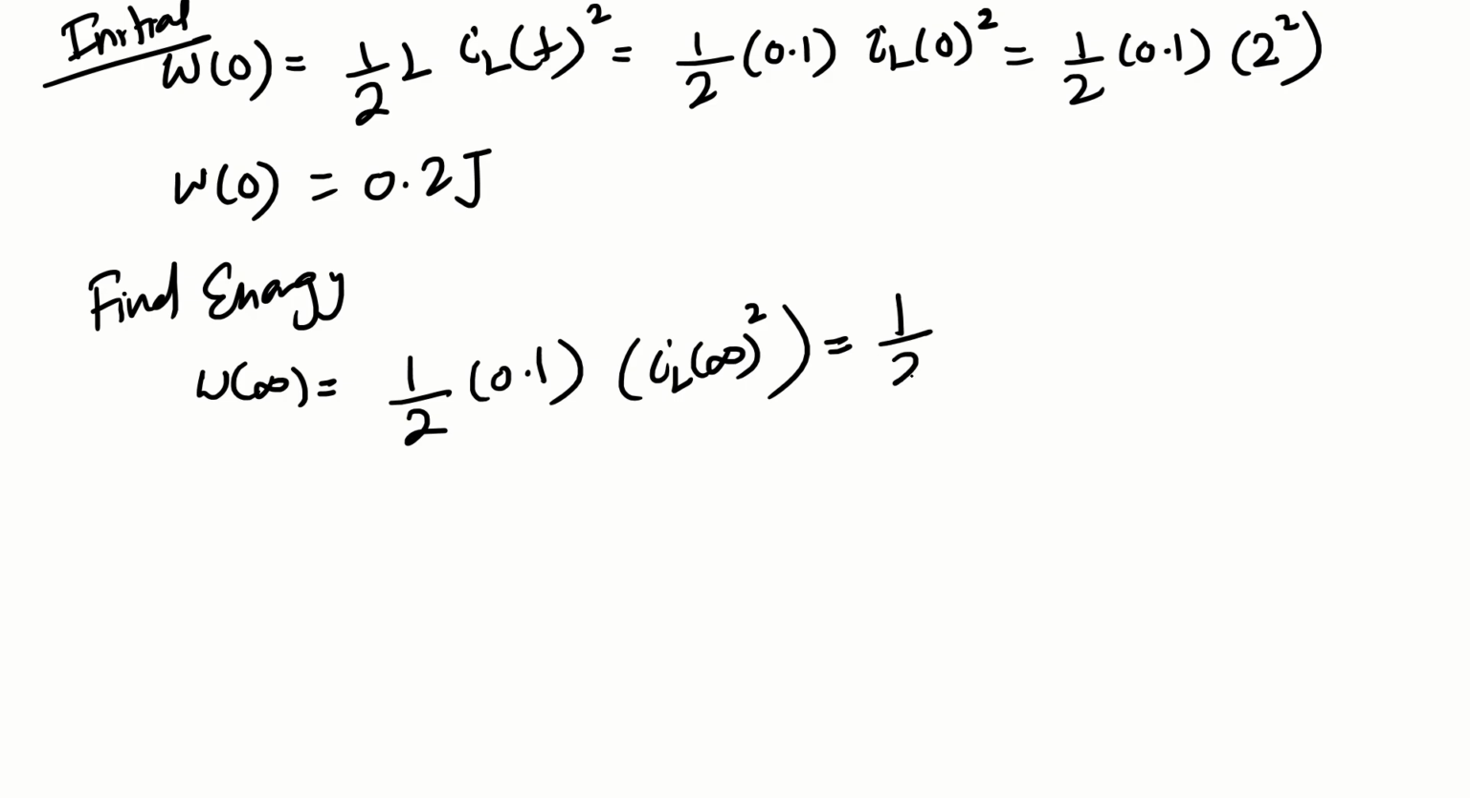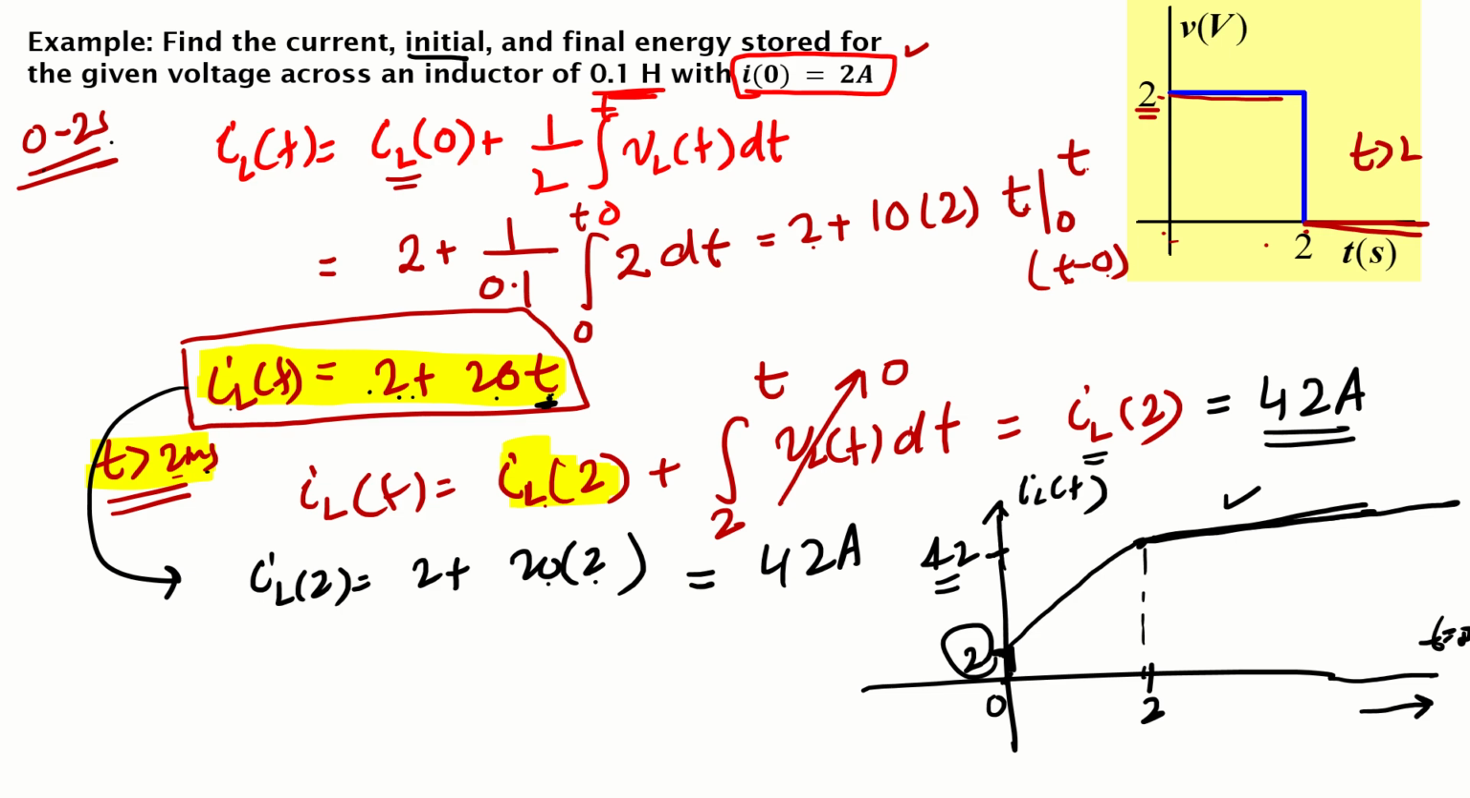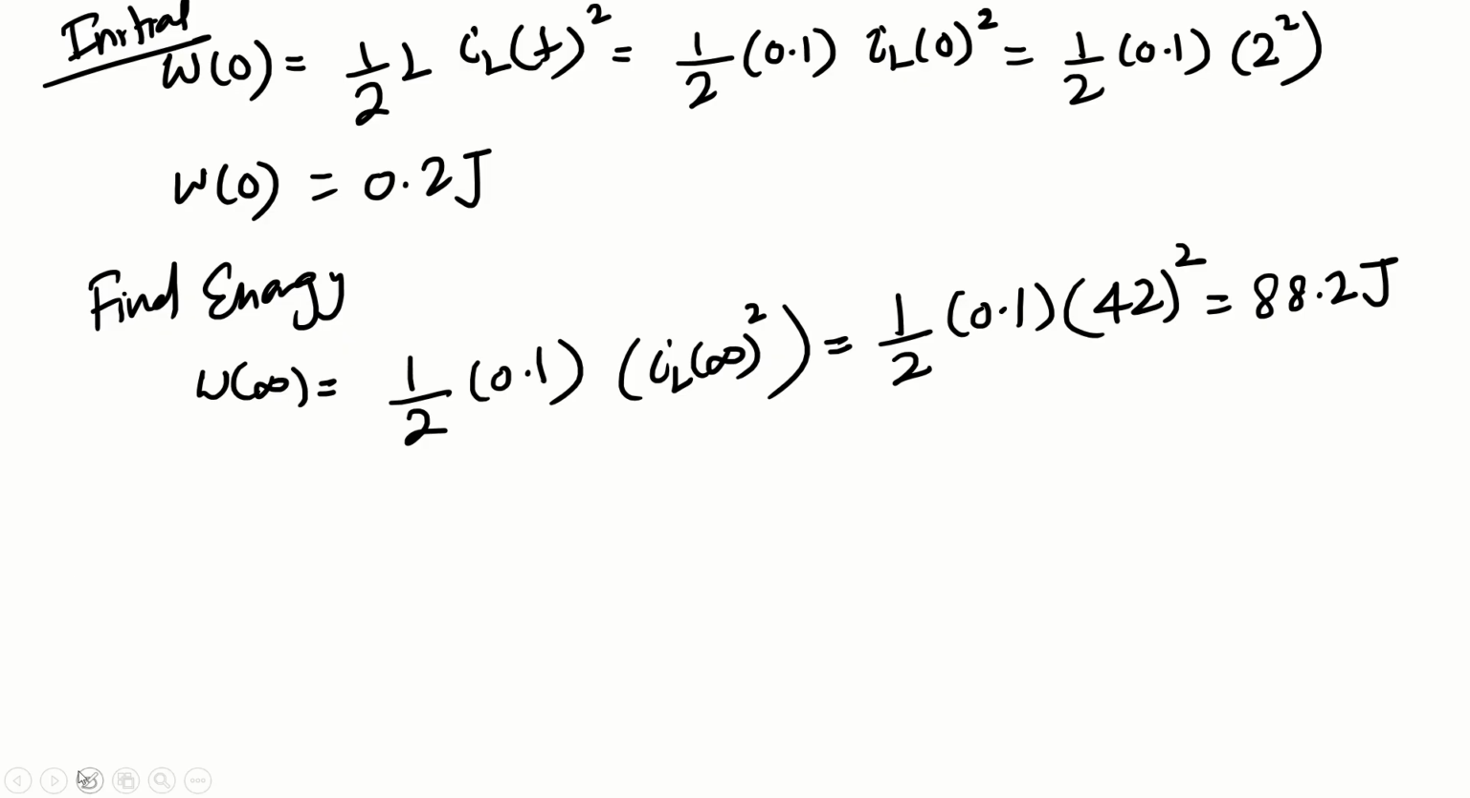So let's plug in the numbers. Half of 0.1, what is the current value? 42 squared. If we simplify this, that will give us the answer of 88.2 joule. So this way we can calculate the final energy. For example, now if this is not given in the question, let's say we want to calculate the energy stored between 0 to 2 millisecond. So what will that be?